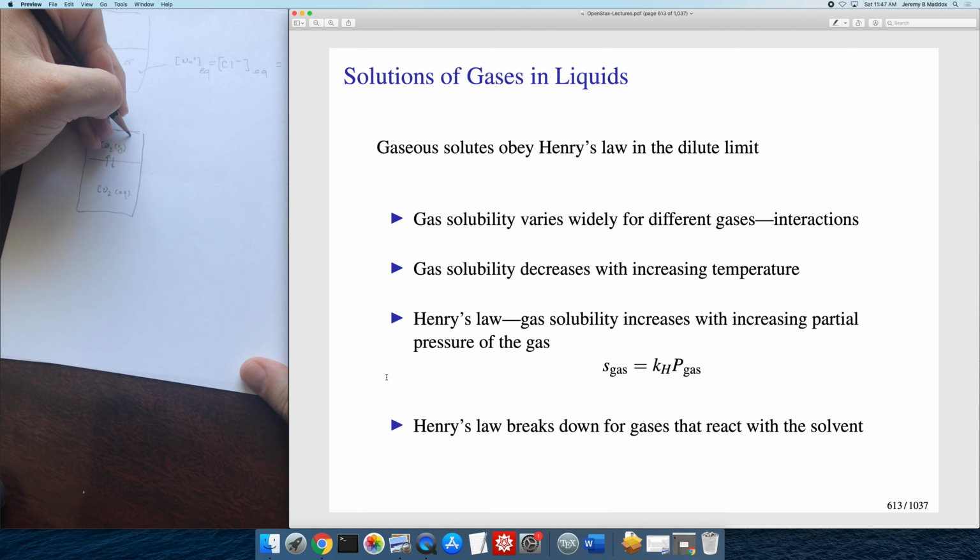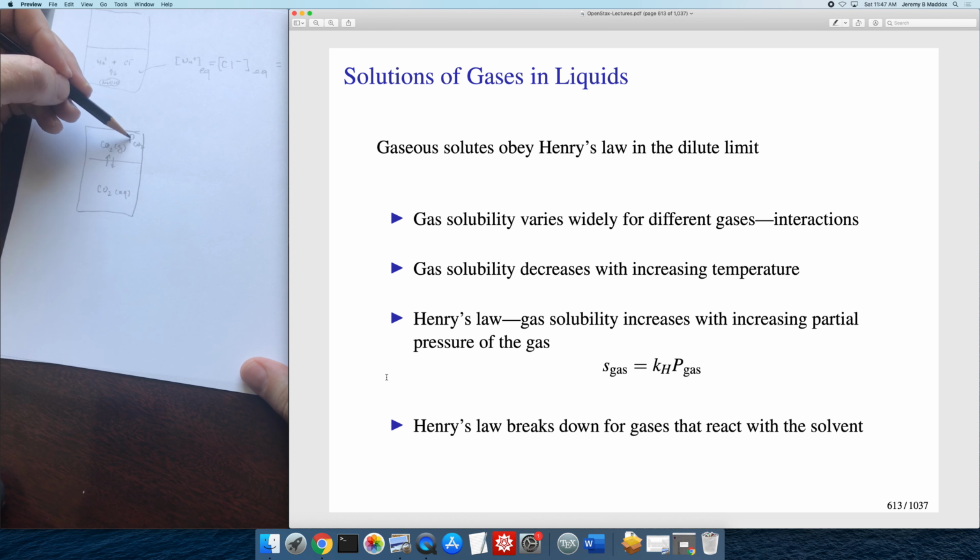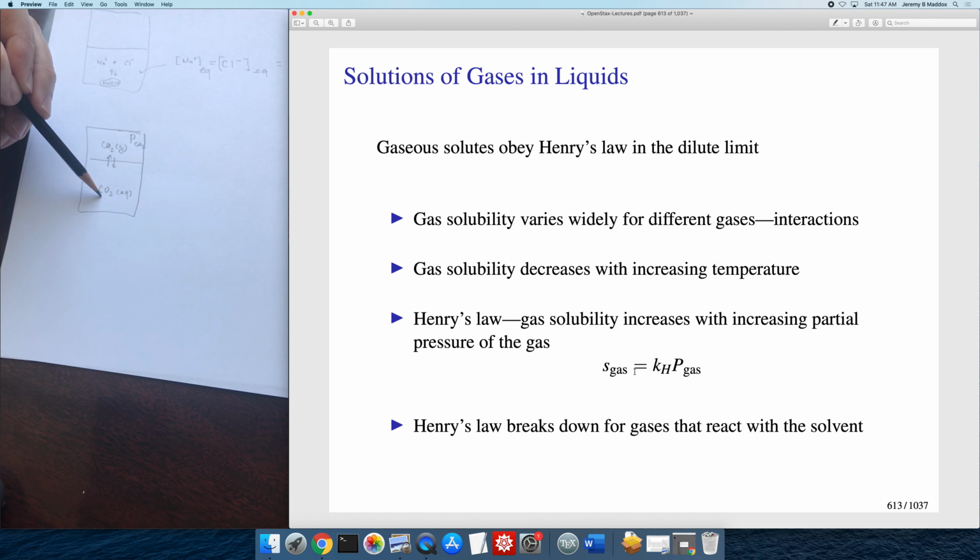There's also a partial pressure of the CO2 above the liquid, so I'll write that as PCO2. Now, the larger that partial pressure, the harder the gas is pushing down on the liquid, the more CO2 is going to be dissolved in the liquid. So that's what Henry's law tells us: the solubility of the gas, the moles per liter of gas dissolved here, increases with the partial pressure of that gas above it.